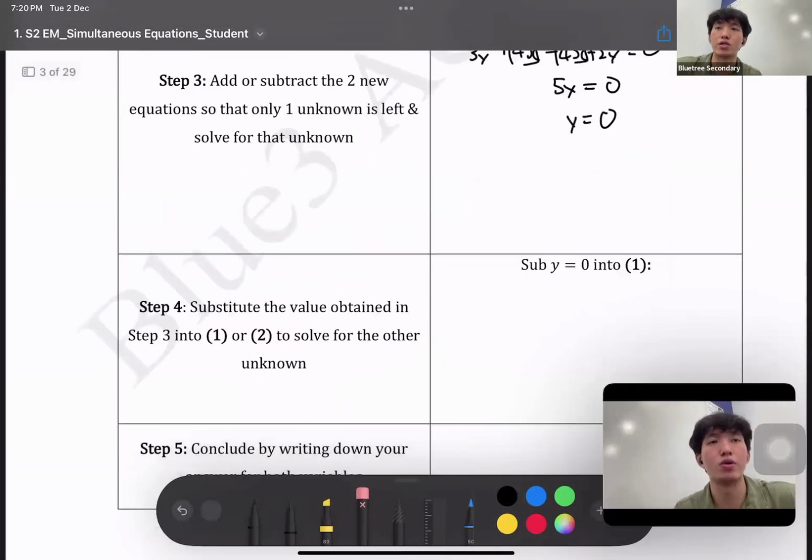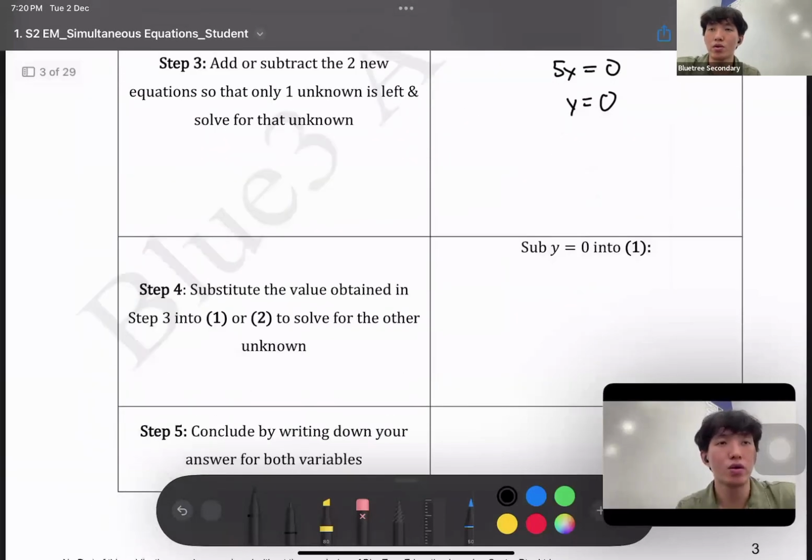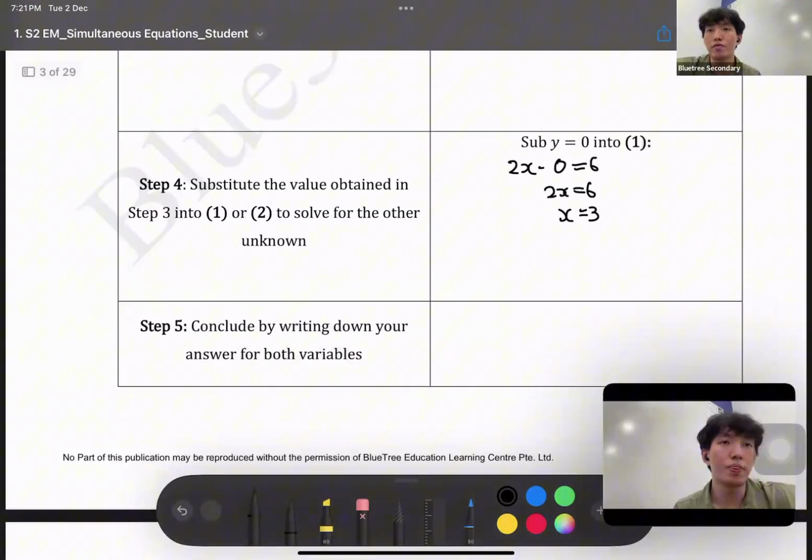So what we do is sub back in y equals 0. Sub y equals 0 into 1. Where's 1? 1 is 2x minus y equals 6, right? So 2x minus y, we've already replaced the y with the 0, right? So 2x minus 0 equals 6, and then 2x equals 6. We should know how to solve this. x equals 3. Then finally, we have both answers, which is x equals 3 and y equals 0.